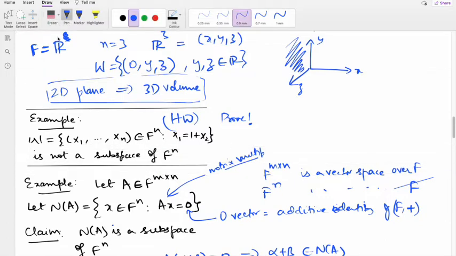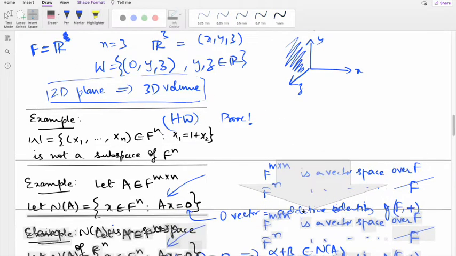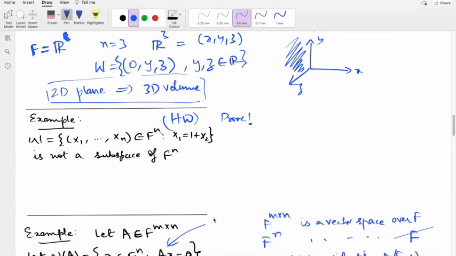Let's go to, yeah. So this was matrix multiplication.